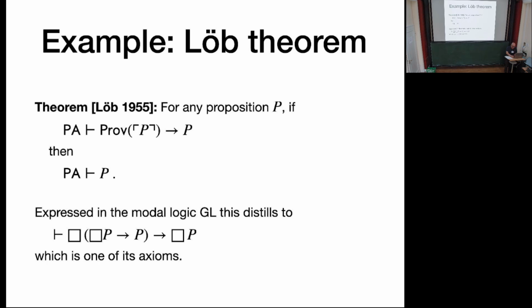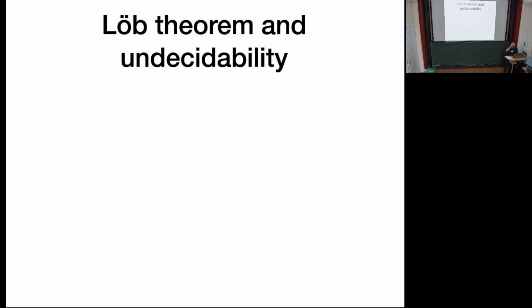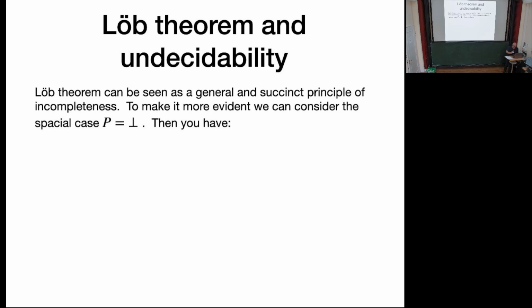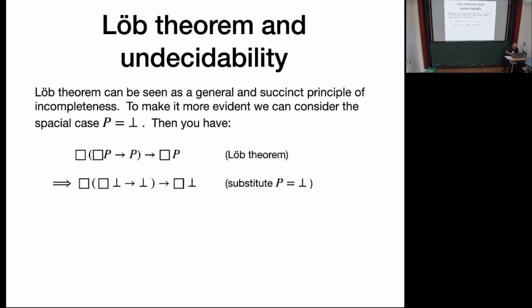Yeah. And just to understand why this is a nice result, we can see Löb's theorem as a kind of undecidability result. Löb's theorem can be seen as a very elegant incompleteness result. To see it, just take P equal false. So the idea is you start with Löb's theorem, or the axiom in GL logic, and you replace P with bottom, with false.